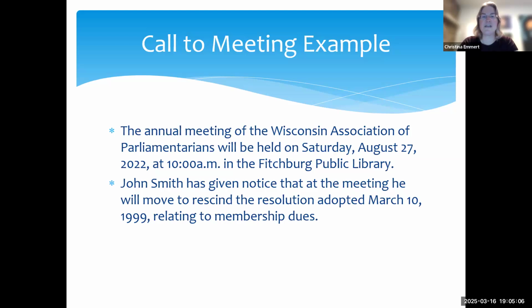So a simple call to meeting example is: The annual meeting of the Wisconsin Association of Parliamentarians will be held Saturday, August 27th, 2022 at 10 a.m. in the Fitchburg Public Library. John Smith has given notice at the meeting. He will move to rescind the resolution adopted March 10th, 1999 related to membership dues. So that's a pretty straightforward example of notice, and if somebody gives notice to make a motion at the meeting.